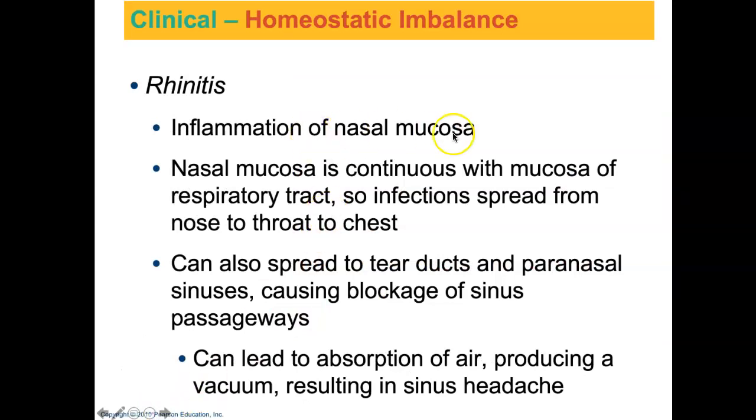You can have inflammation of these mucosal membranes, right? So if the nasal mucosa is infected, it is continuous with the respiratory tract. You can have an infection in your nose that spreads to your throat and your chest. This is also how infections set in, right? If somebody's coughed on you and you breathe it in through your nose, that bacteria or virus can still set up shop in your chest.